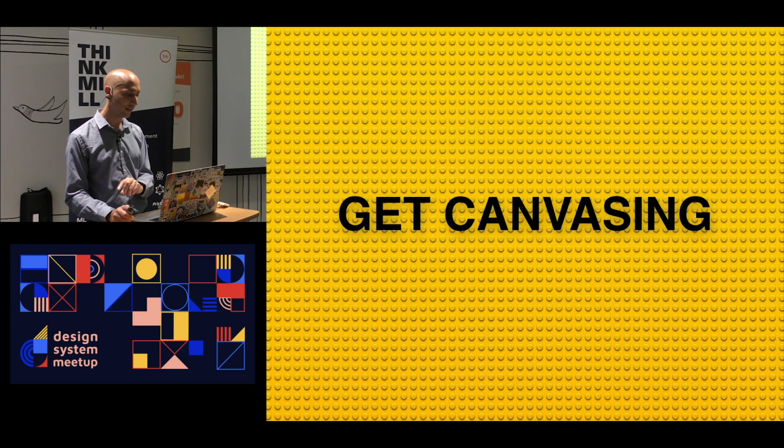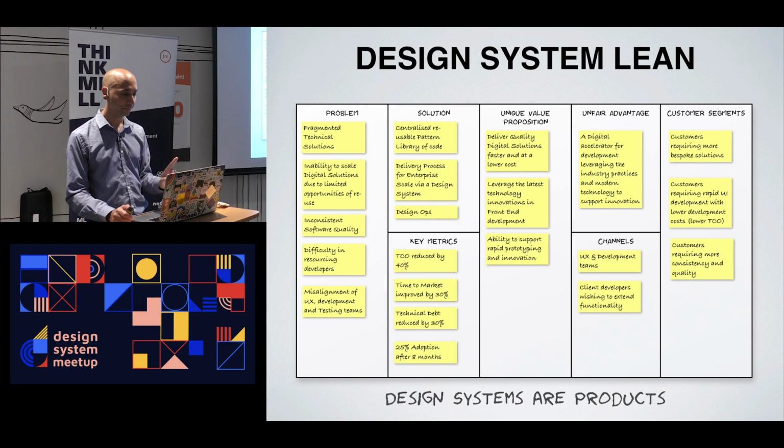The next thing that I make use of are canvases. So this is something you can use right at the beginning of your process. And I've used a lean canvas because that's used for products, and design systems are products. With a lean canvas, you can really quickly map out quadrants for what problem you're trying to solve, what solutions you're about to provide, the unique value proposition for your design system, what your unfair advantage is, and what your customer segments are that you're targeting.